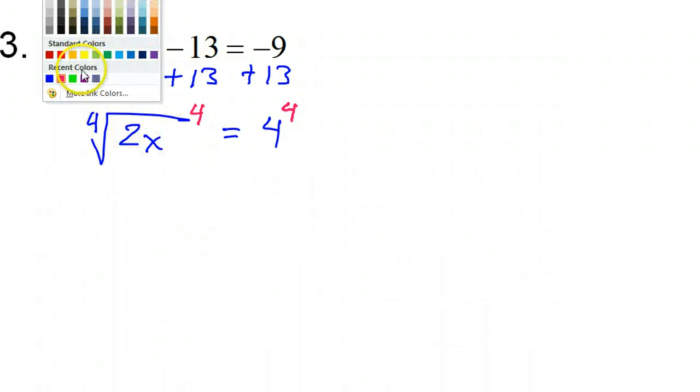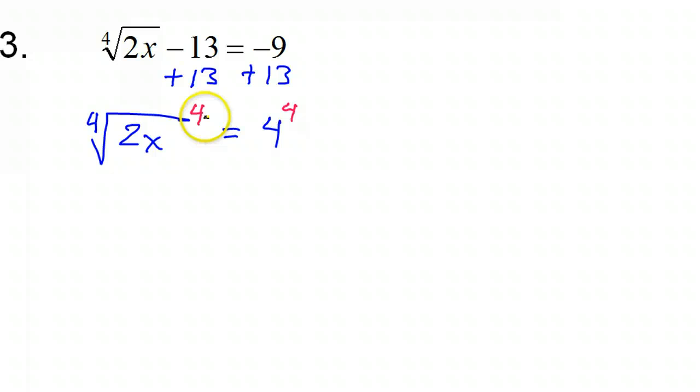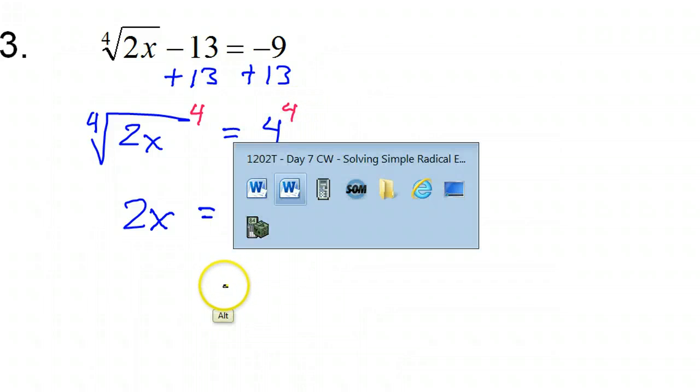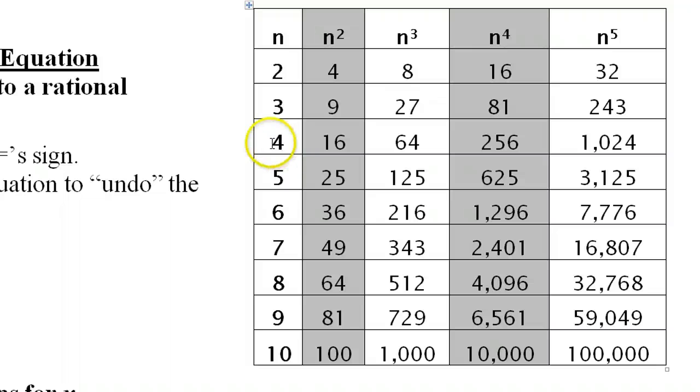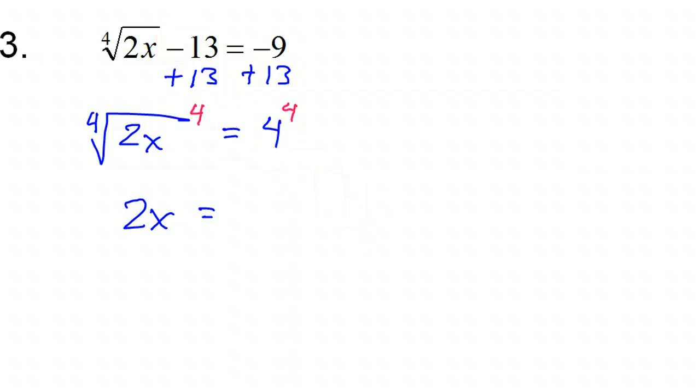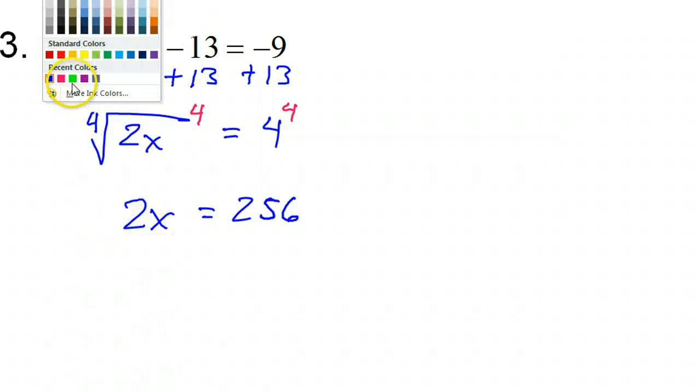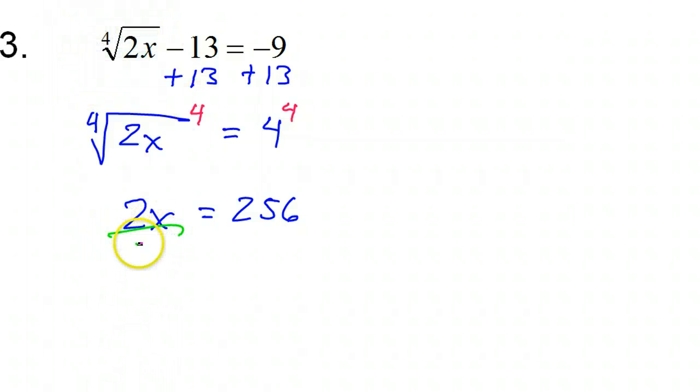Now on the left side, the 4th root and the 4th power are inverses. They cancel each other out and just leave 2x. Now over here I have 4^4, which I think is 256. So 4 to the 4th power is indeed 256. You can get that right off the table. 256. Now to get the x, I need to divide both sides by 2.